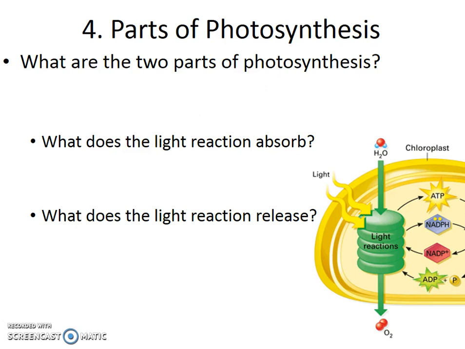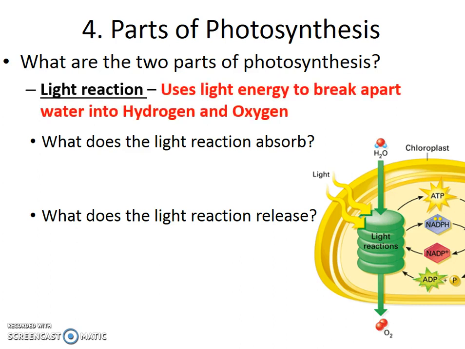And photosynthesis, for the purposes of our discussion, really has two parts. The first part is called the light reaction. This is where plants use light energy to break apart water into hydrogen and oxygen. They literally take light and they use that light to separate the hydrogen and oxygen from water.